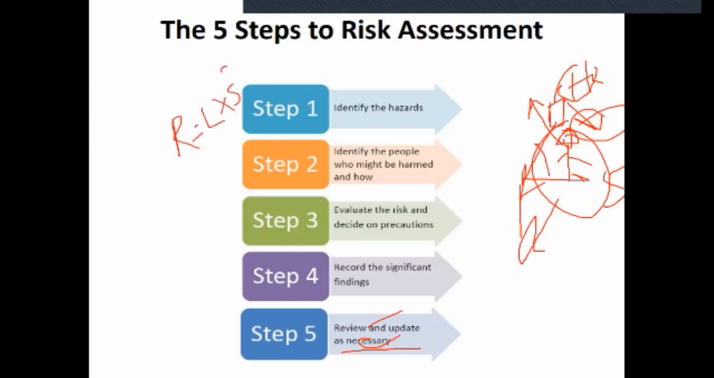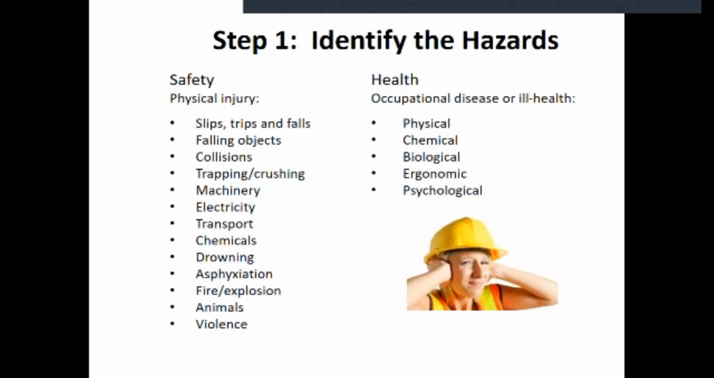Severity is nothing but consequences. The risk is equal to likelihood multiplied by severity. Step 1: identify the hazards, from the safety point of view, the physical injury and health point of view, and the occupational disease or health point of view. These are the physical injury point of view, these are the safety point.